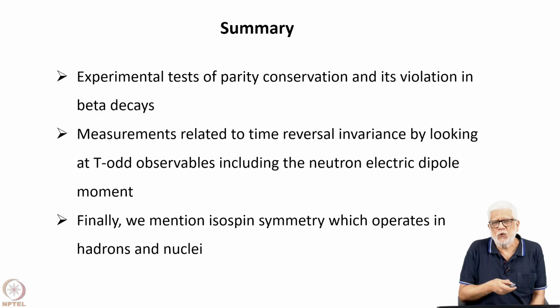Finally, we also mentioned isospin symmetry and how it operates in hadronic nuclei. I did not talk about the delta resonance, which has 4 states. So, it is a T equal to 3/2 entity. You get the doubly positive charge, singly positive charge, neutral delta and the negative delta. So, there is a symmetry there as well.